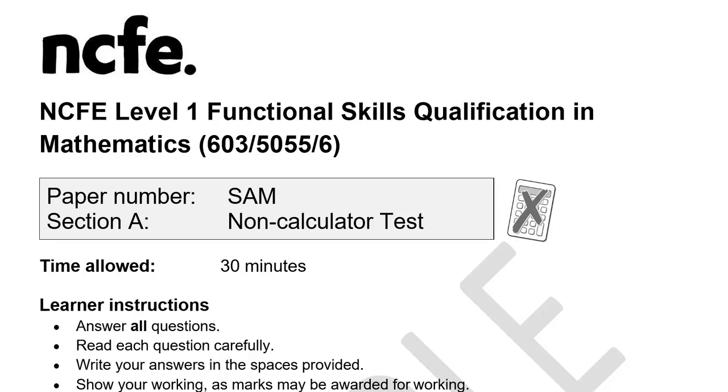This is a level 1 functional skills maths paper from NCFE. It's split into two parts. In the first part you can't use a calculator, but in the second part you can.